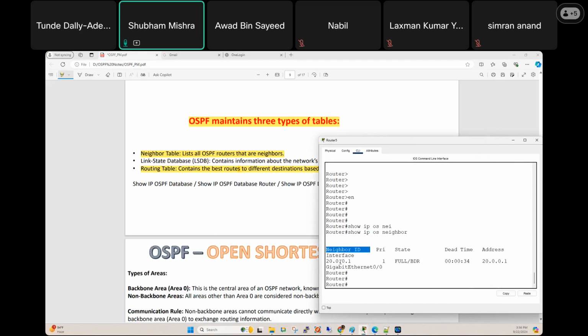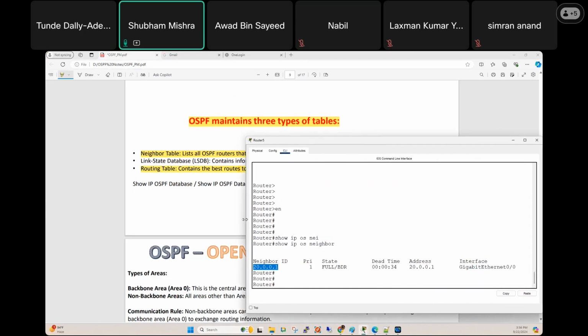Neighbor ID is 20.0.0.1. What is this? Neighbor ID is 20.0.0.1. There is another use of router ID. What is this? This is the router ID. Do not confuse it with the interface IP address. There are two uses of router ID.